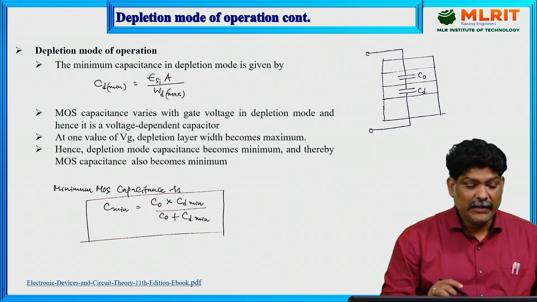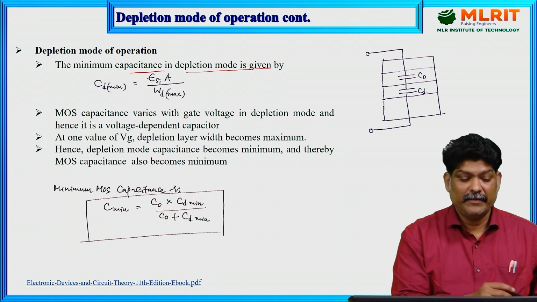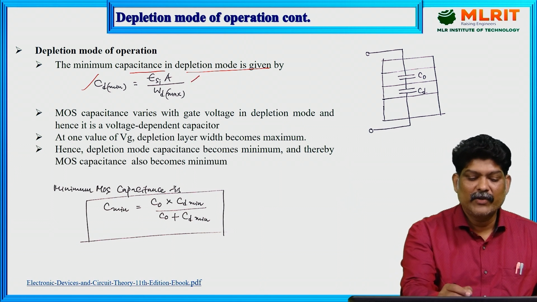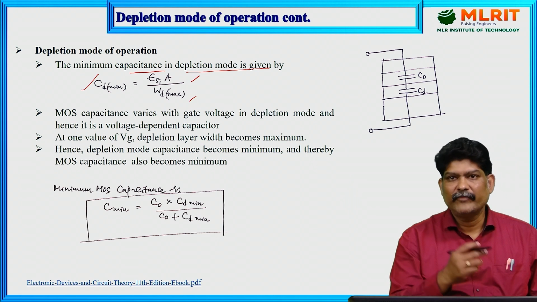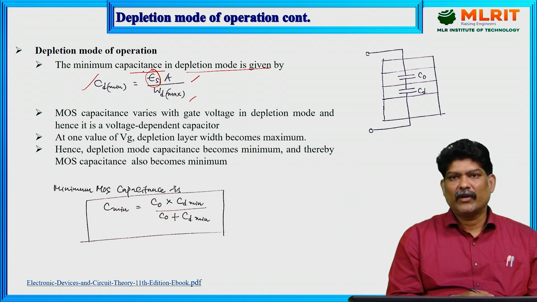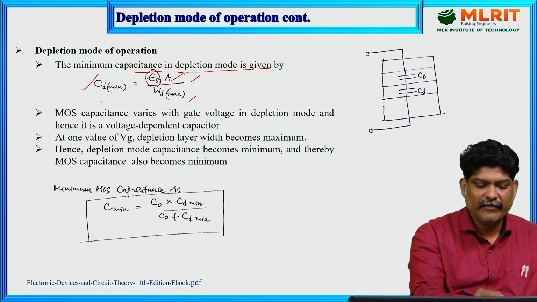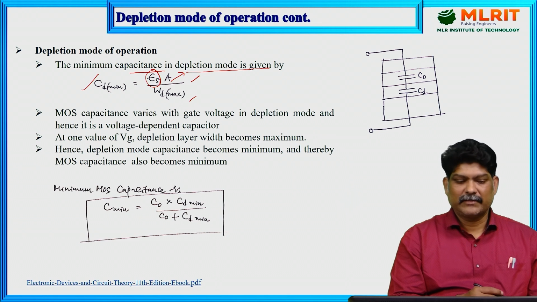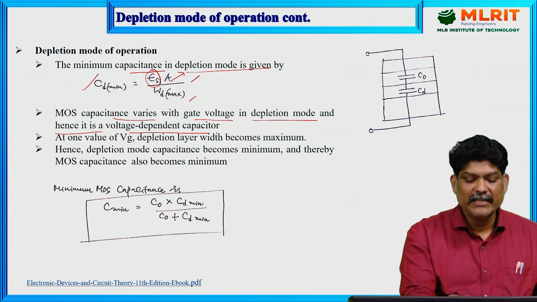And in depletion mode of operation, we can also say that the minimum depletion capacitance is given by epsilon A by W_D maximum. That is, the maximum width of the depletion region in silicon, the material constant epsilon, and the area of the oxide layer. So C_D minimum is equal to epsilon silicon into A by W_D max. MOS capacitance varies with gate voltage in depletion mode, and hence it is a voltage dependent capacitor.